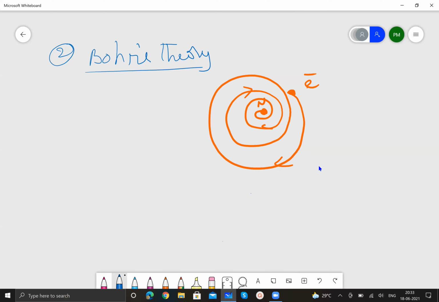Please show how the electron is spiraling and falling into the nucleus.